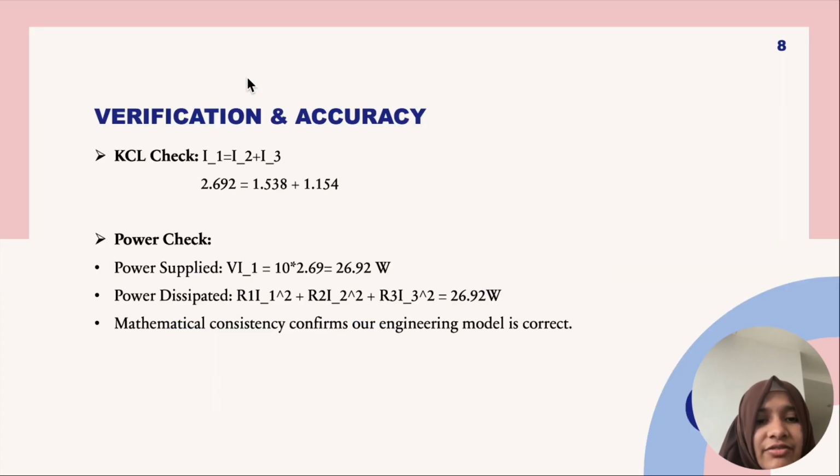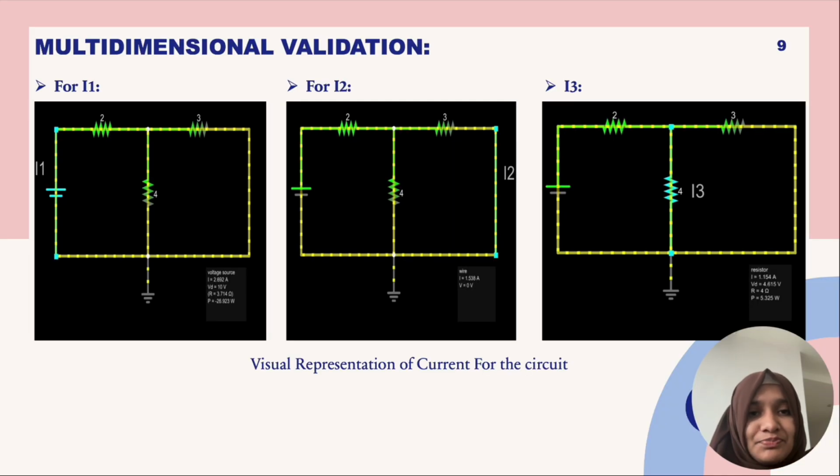In engineering, validation is key. Our KCL check proves 1.538 plus 1.154 equals 2.692. More importantly, the power supplied is 26.92 watts, which exactly matches the power dissipated by the resistors. This mathematical consistency confirms that our engineering model is correct.